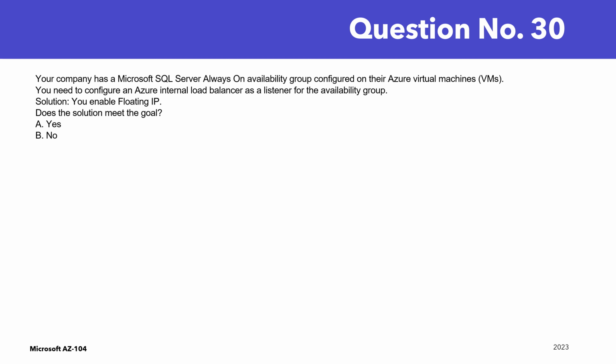Your company has a Microsoft SQL Server Always-On Availability Group configured on their Azure Virtual Machines, VMs. You need to configure an Azure Internal Load Balancer as a listener for the availability group. Solution: you enable floating IP. Does the solution meet the goal? A. Yes. B. No. Correct answer: A.